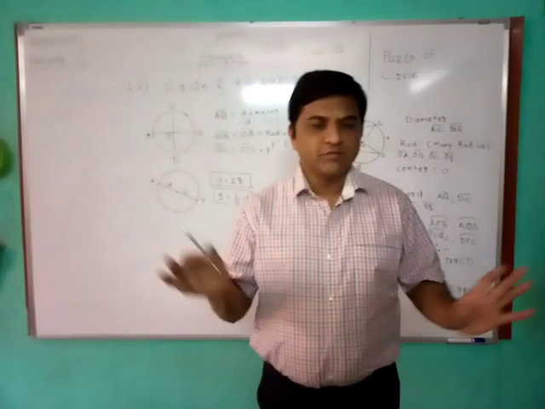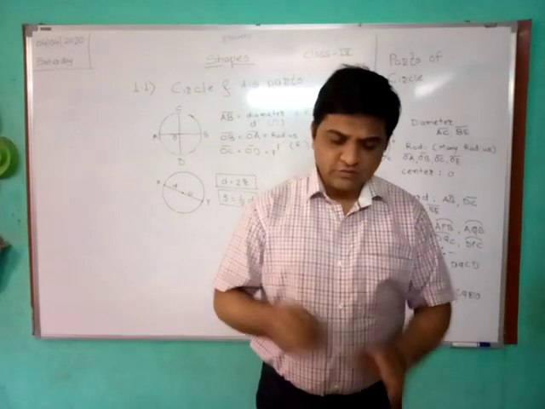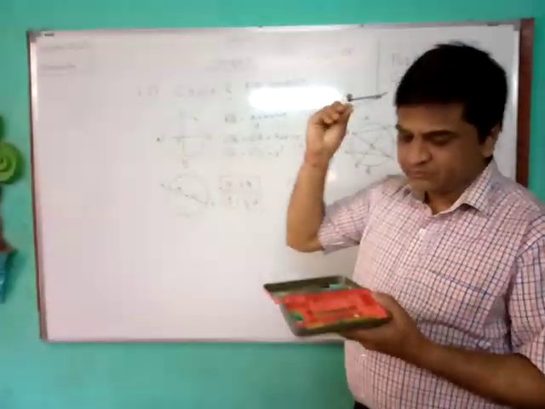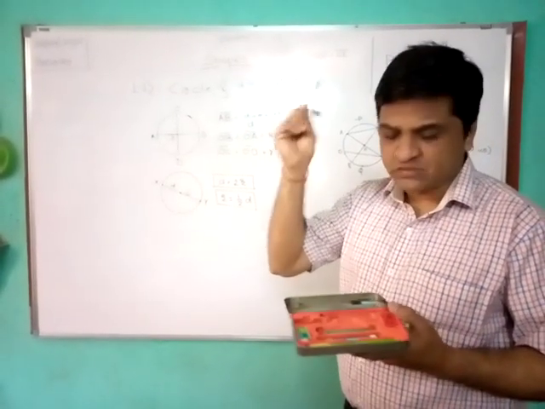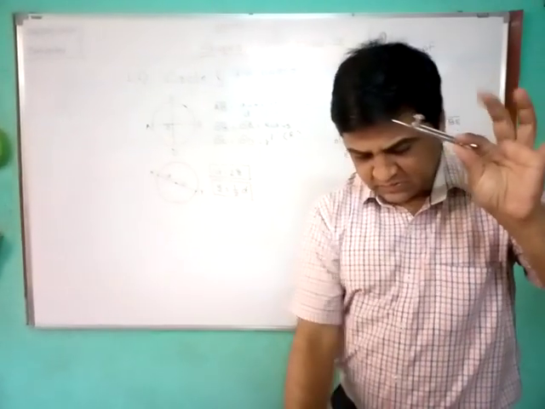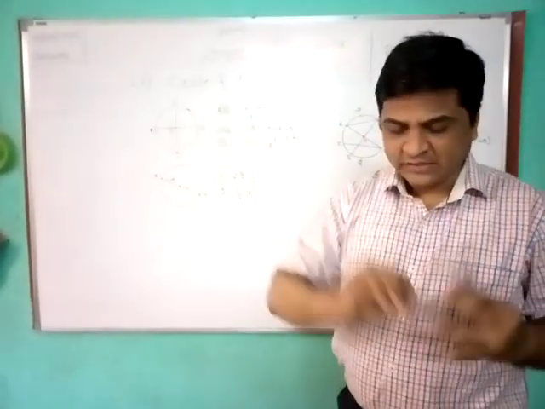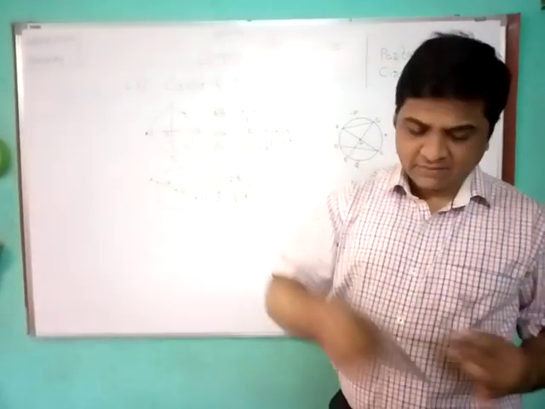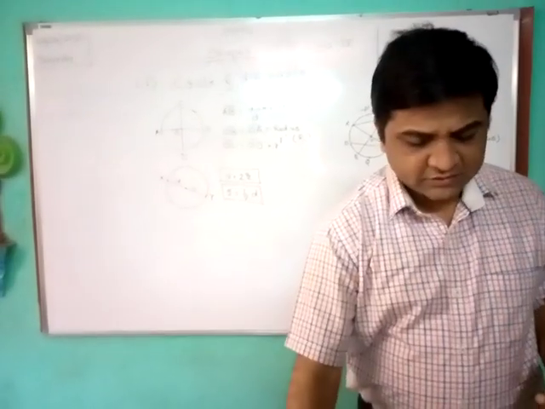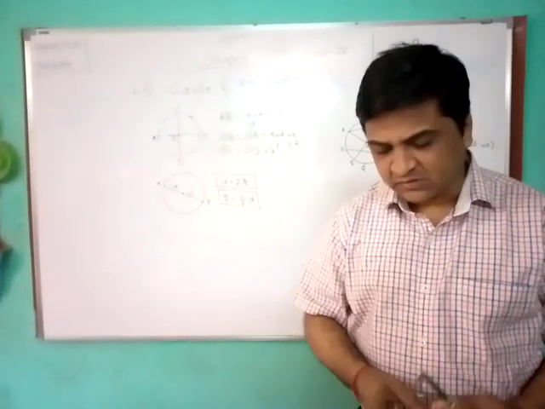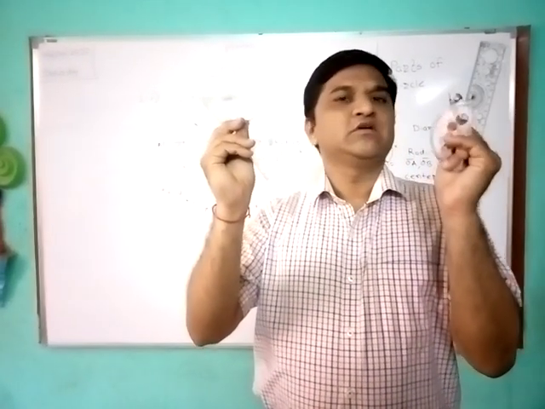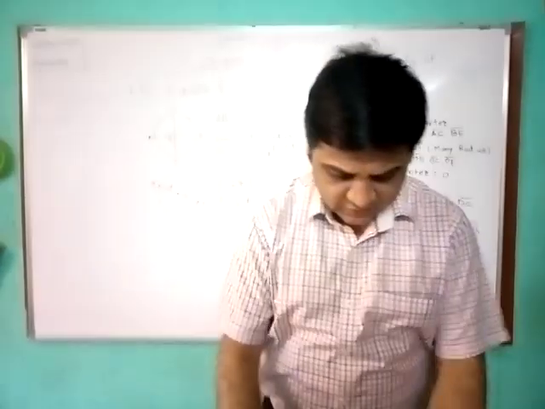Right. Now we will see how to draw a circle using a geometry box. What are the different instruments we find in the instrument box or geometry box? We mainly get a compass, a scale, a protractor, two set squares, and a divider. Other parts available in the geometry box are pencil, eraser, sharpener, but the major important parts of the geometry box are compass, protractor, scale, and set squares.